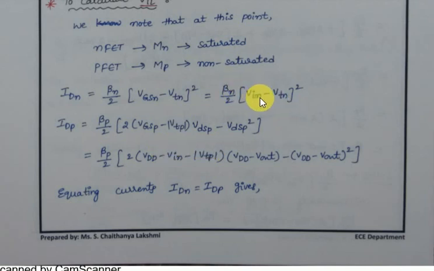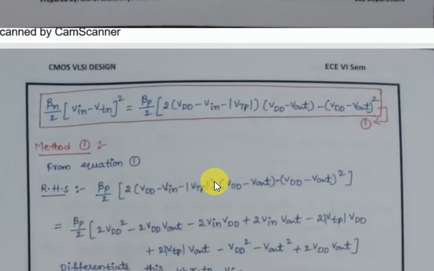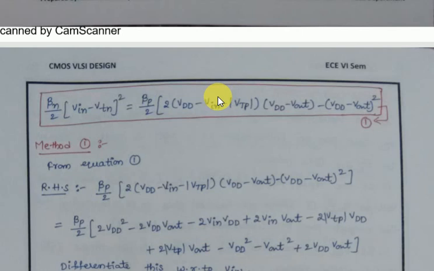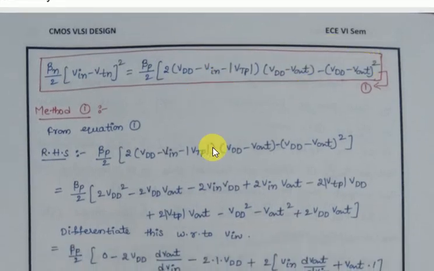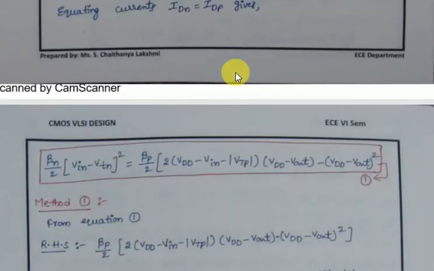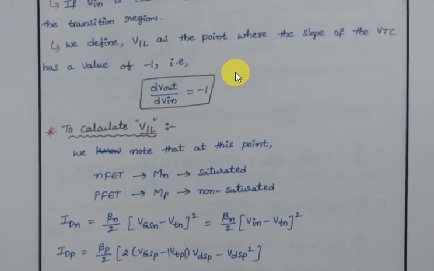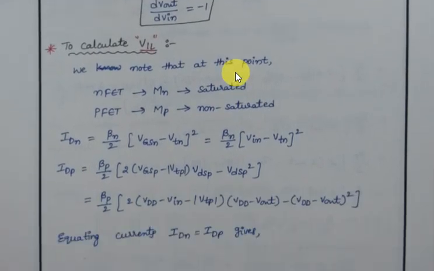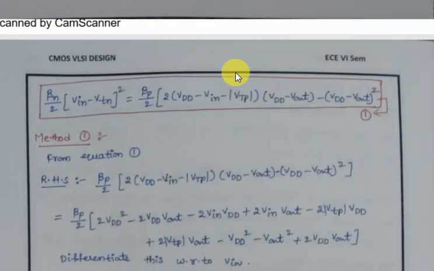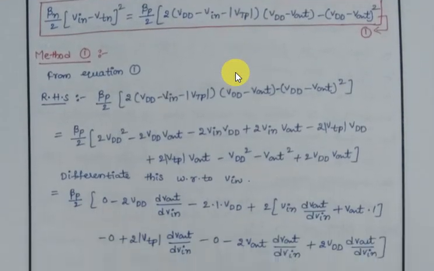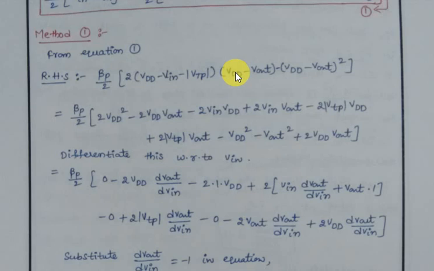We equate these two equations, beta n by 2 (Vin minus VTN) whole square and the PFET equation, and we get equation 1. This is one equation. For VIL or VIH there will be two equations. The first one is this, and for calculating the second equation there are two methods. I prefer the first method, which is simple and easy.